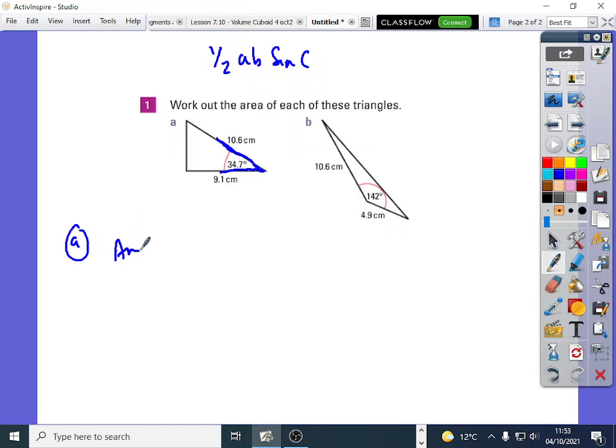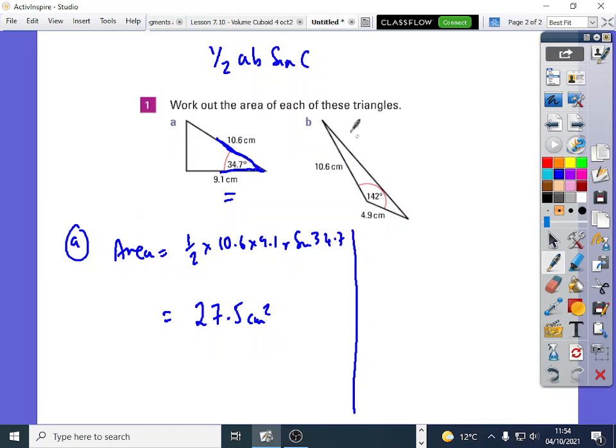So the area here will equal half times 10.6 times 9.1, and the angle between them is sine 34.7. Now if you just put that in your calculator, you get 0.5 times 10.6 times 9.1 times sine of 34.7, and you should have got 27.5. 27.5. Now can you please put the units, which will be centimeter squared.